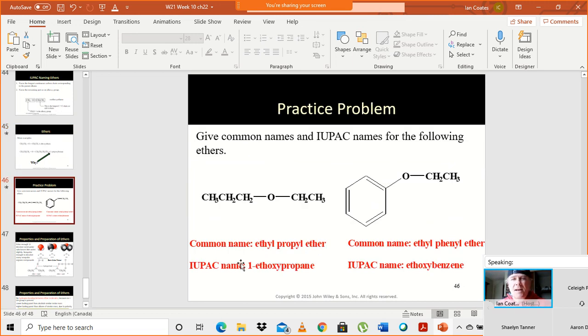What do we got here? IUPAC names for this one. Okay, here I've got a prop and an eth. It's an ether, so it'll be eth, oxy, propane. This one here, I've got a benzene ring, or maybe a phenyl ring. I've got a benzene, I've got an ethane here, eth, oxy, benzene.